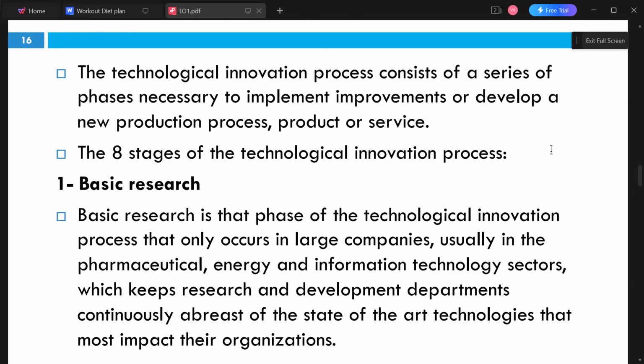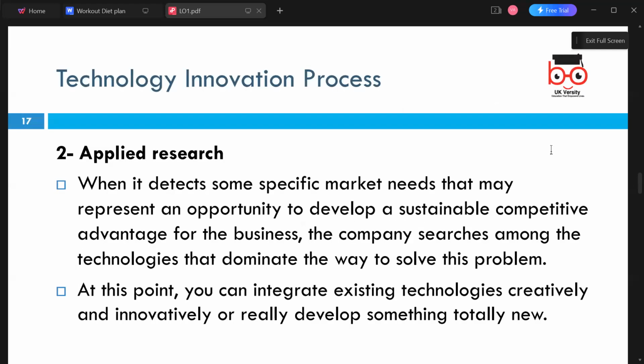Basic research is the phase of the technological innovation process that only occurs in large companies, usually in the pharmaceutical, energy, and information technology sectors, where the research and development department is kept continuously abreast of the state of the technologies that most impact the organization.